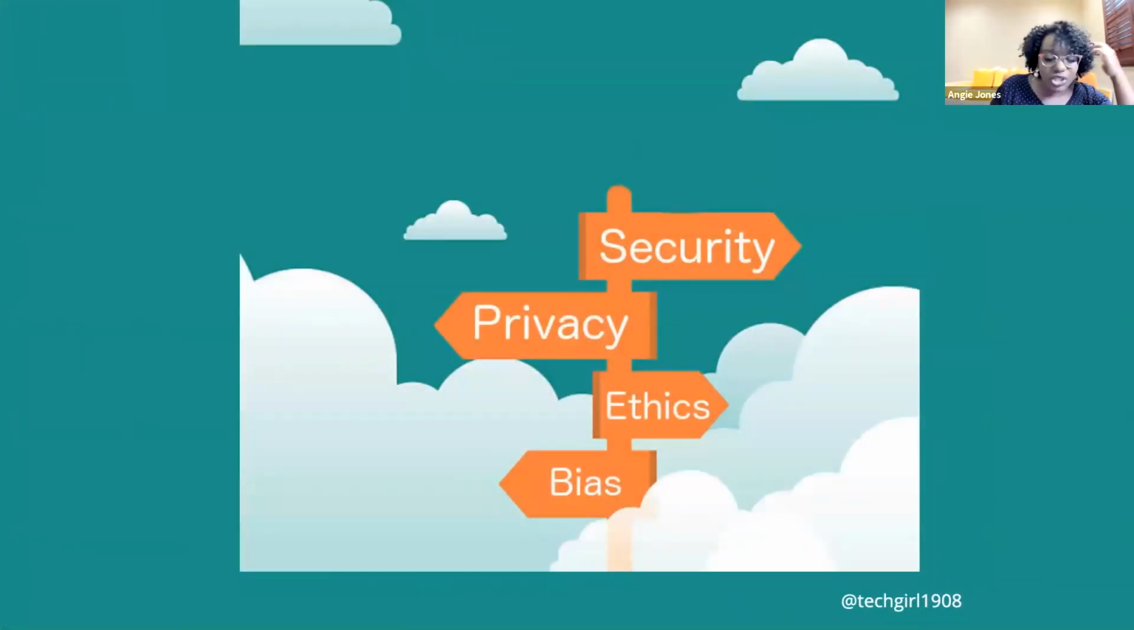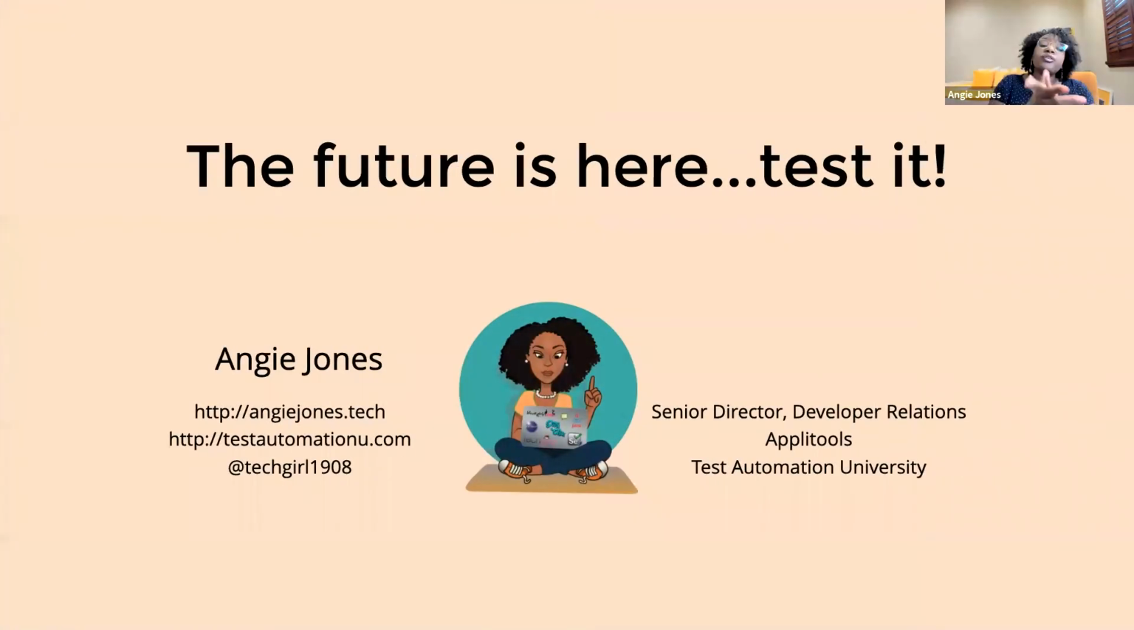So in addition to ethics, there are so many other key areas that we need to be aware of as technologists when it comes to artificial intelligence. Things like security, privacy, and bias. There's so much work to do in this space. And I'm horrified to think of a world where a testing mindset isn't included in building this technology. So the future is here, my friends, and I beg of you to test it.